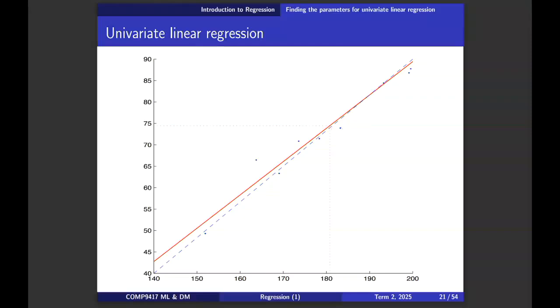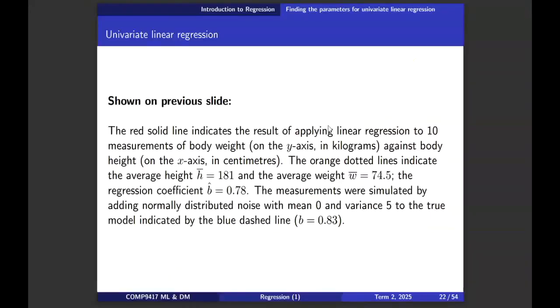It's about 180 something centimeters and 75 something kilograms. And just on the noise, the noise added was normally distributed, or Gaussian, with mean 0 and variance 5. It says here that in the original model, the slope was B equals 0.83.